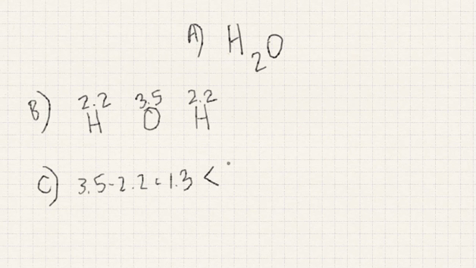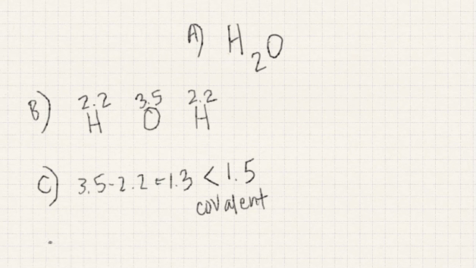This is less than 1.5. If the electronegativity difference is less than 1.5, then it is a covalent bond. If it is greater, then it would be an ionic bond. But this is less, so this is a covalent bond. So water has covalent bonds.